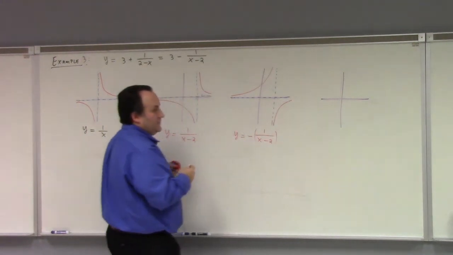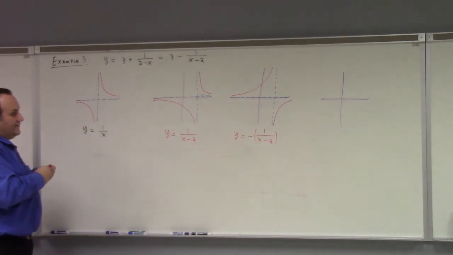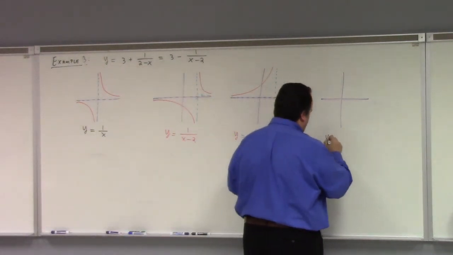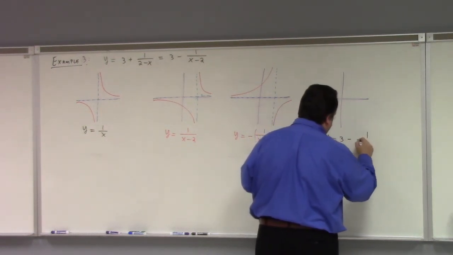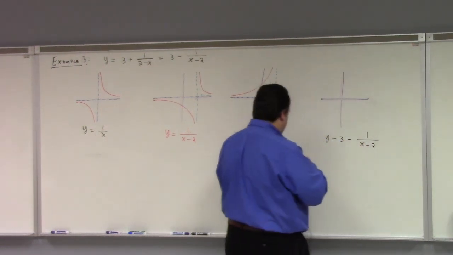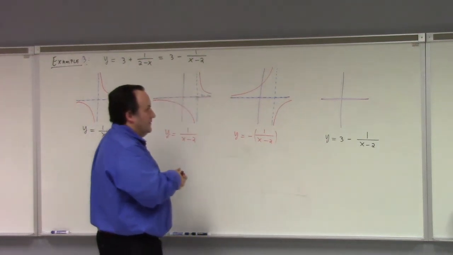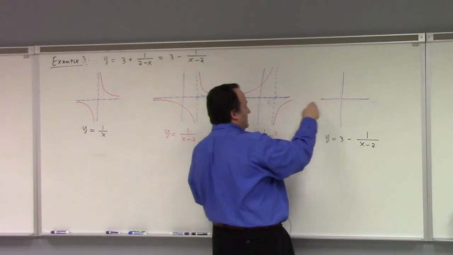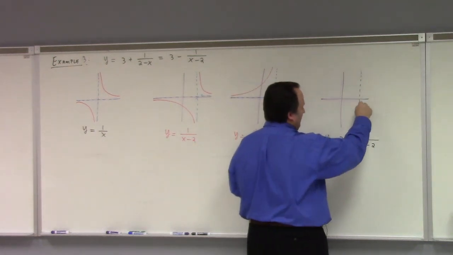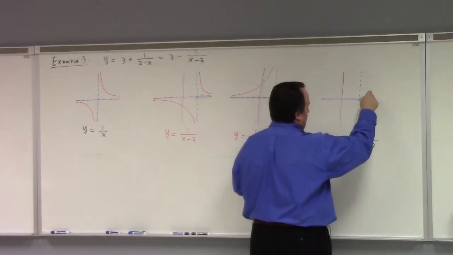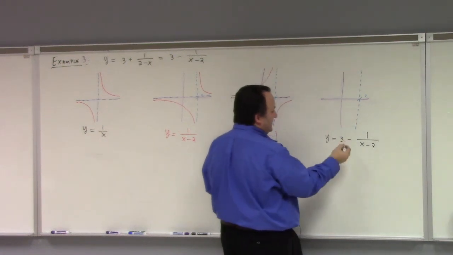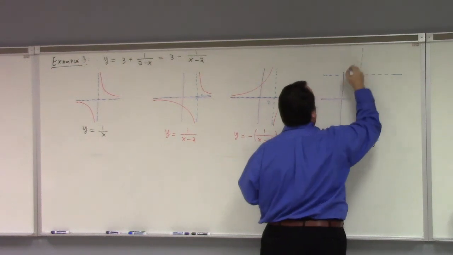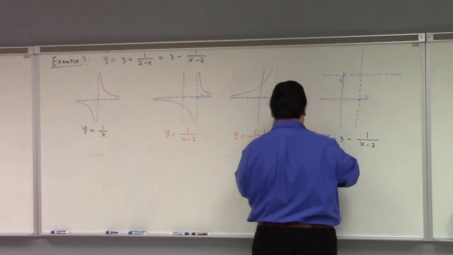All right. And then finally, add 3. So adding 3 does move the horizontal asymptote. The vertical asymptote stays at 2. All right. So I still have my vertical asymptote at 2. But my horizontal asymptote moves from y equals 0 up 3 units. All right. So that's 3.